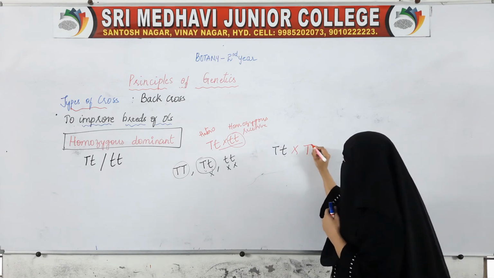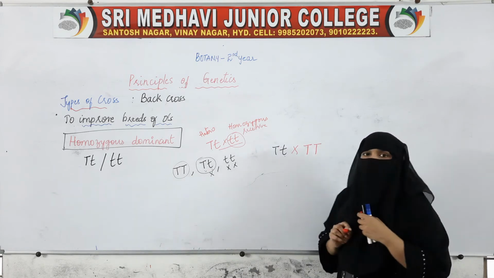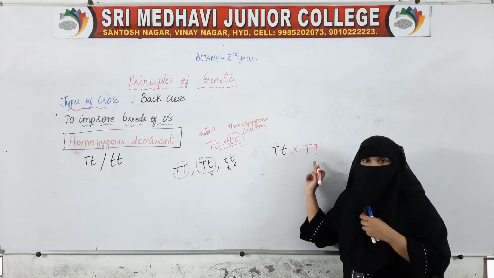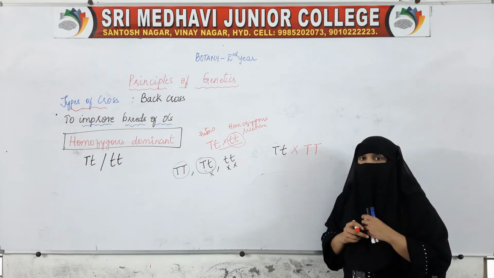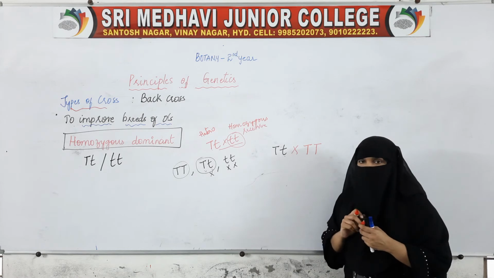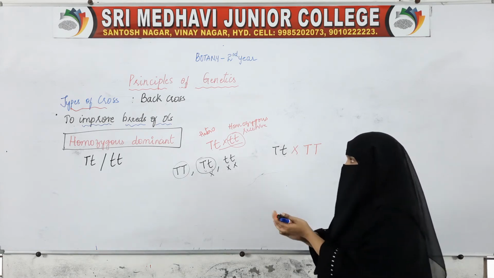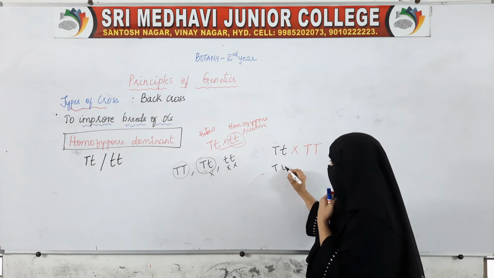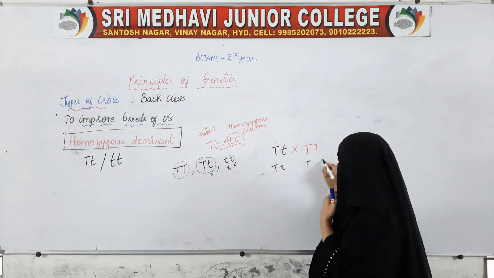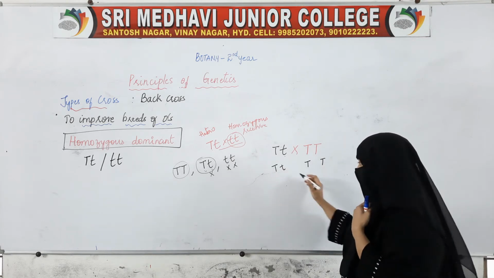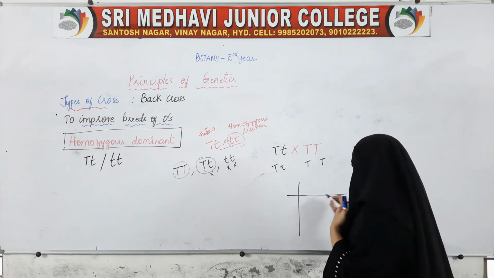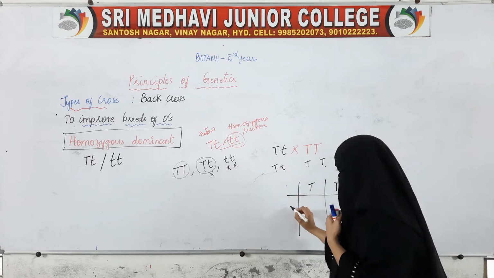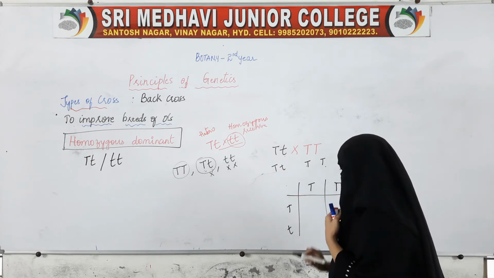Homozygous dominant means both capital T, same type. Dominant means capital T and both of them are same. So if I cross it with this, what gametes will I get? This is capital T, small t, and this will be capital T, capital T. If I make the cross here, capital T, this capital T and this capital T and small t.